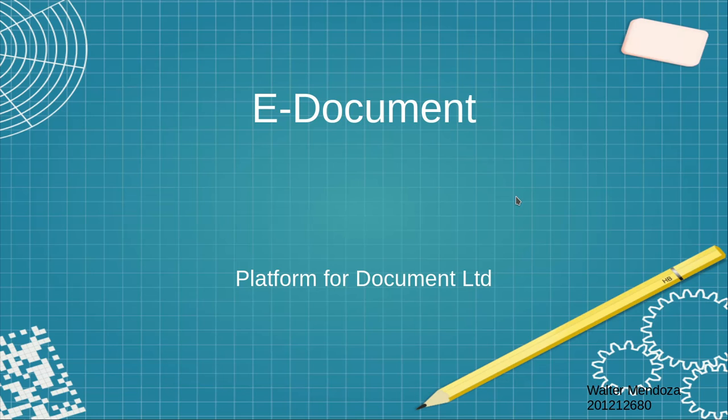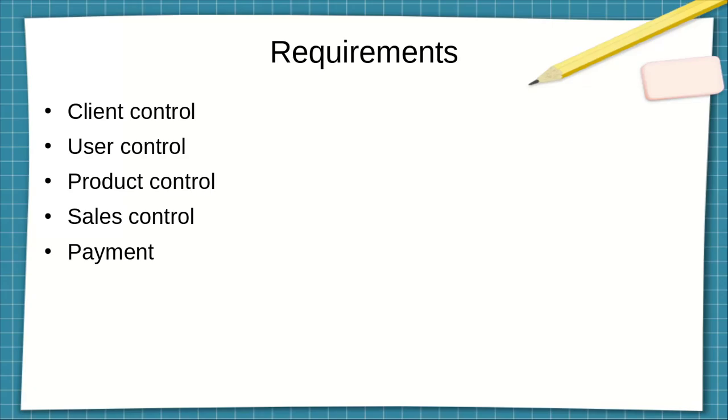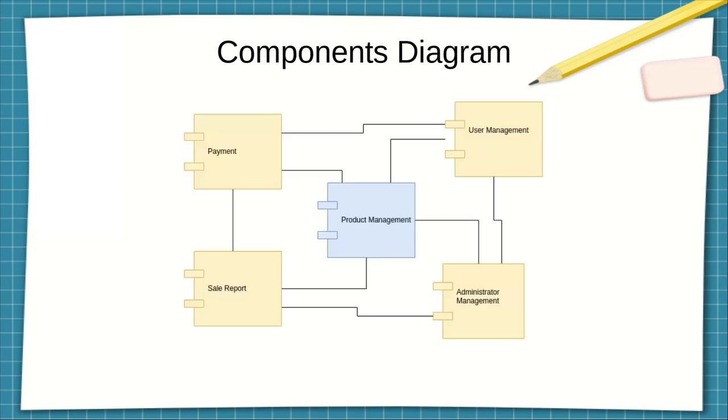I will present you the e-document platform. E-document is an e-commerce platform for Document Ltd. We have identified the following requirements: client control, user control, product control, sales control, and payment system. Each requirement has its own equivalent in the modules of the solution.